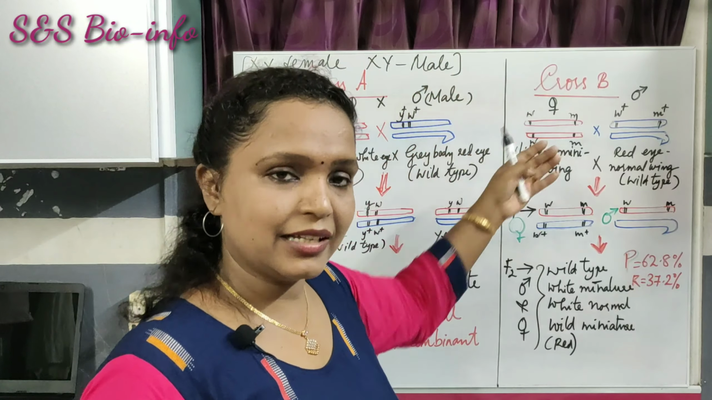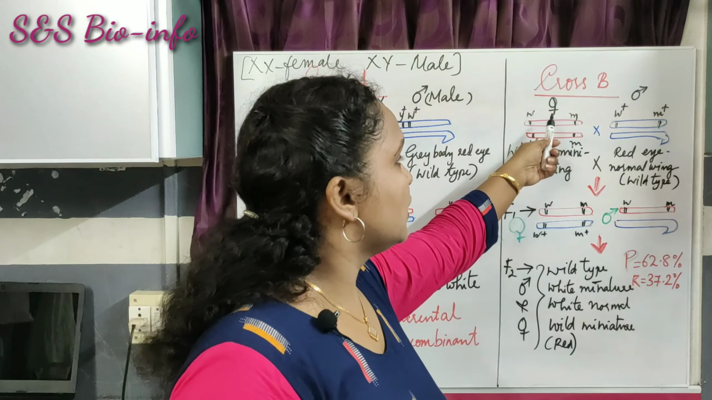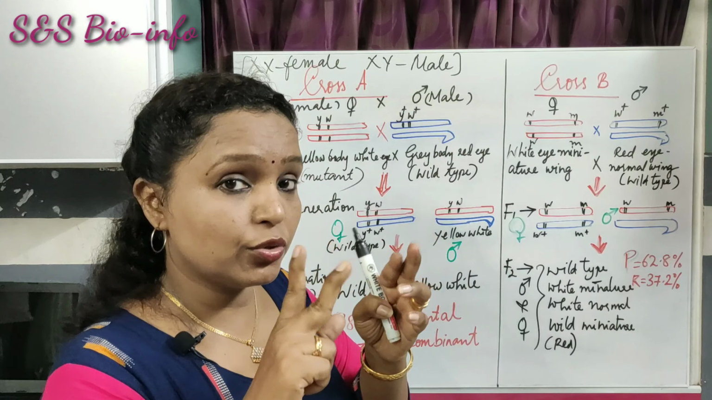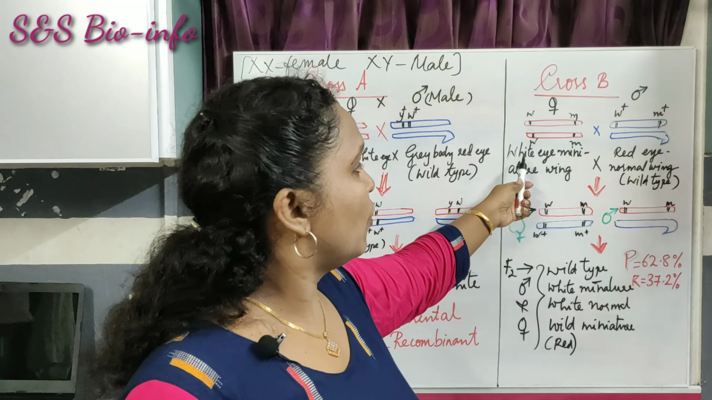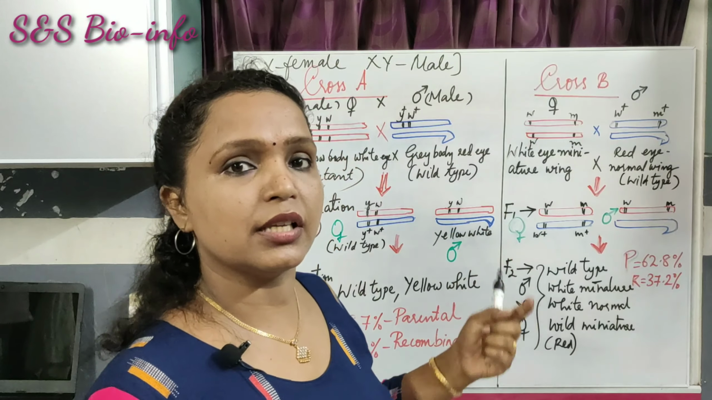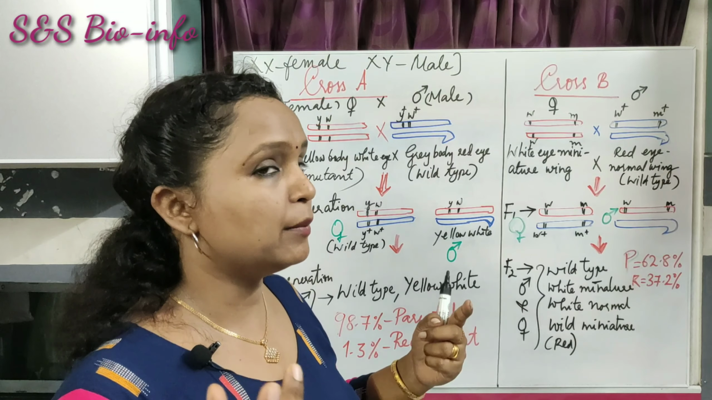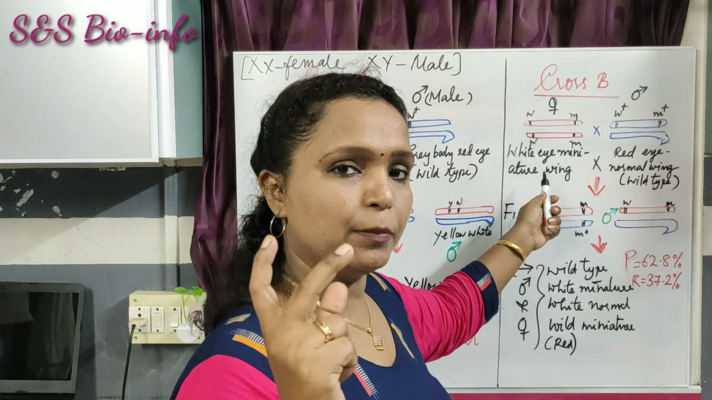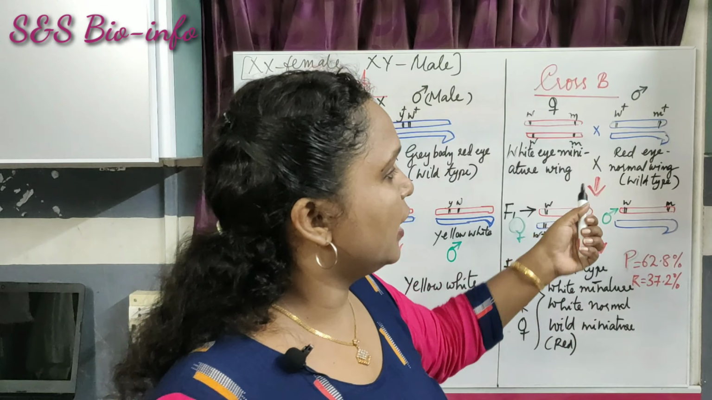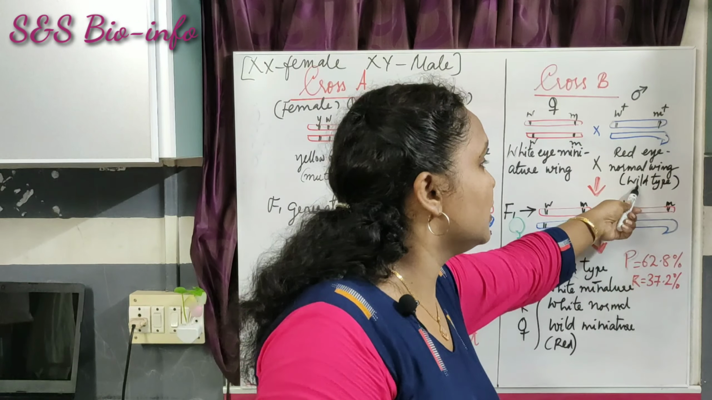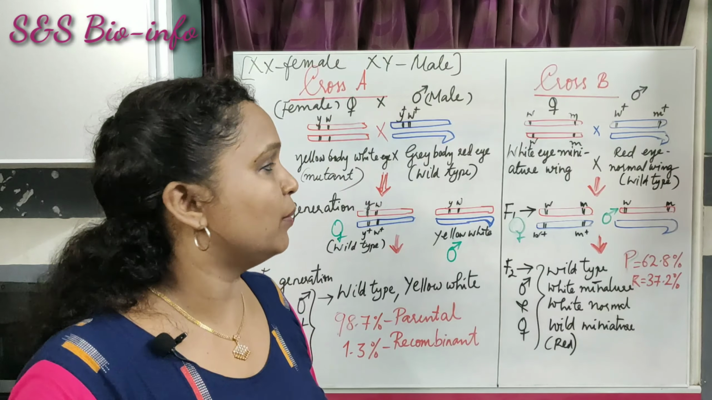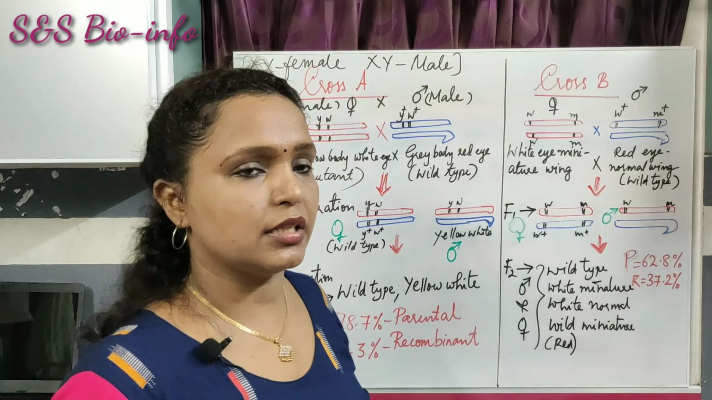So let's move to the next cross, cross B. Here he crossed two Drosophila with two different traits. The female has white eye and miniature wing, which are recessive characters. The male has red eye and normal wing, the dominant ones. w plus and m plus represent the dominant alleles, and these two are recessive alleles.